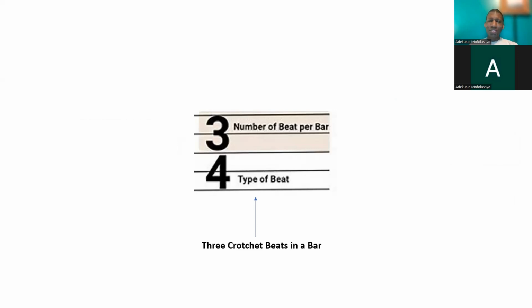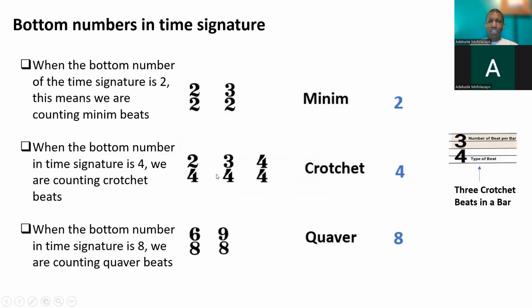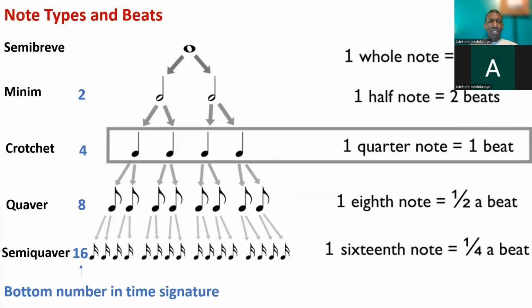Now, what does this mean? This is a time signature. Remember, the top number represents how many beats will be in the bar. So this tells us that we have 3 beats in the bar. But which type of beats do we have in that bar? The type of beats in the bar is crotchet beats, because when the bottom number is 4, we are counting crotchet beats, like it is described here.